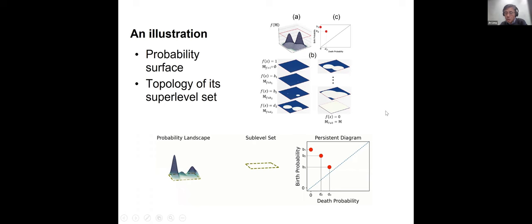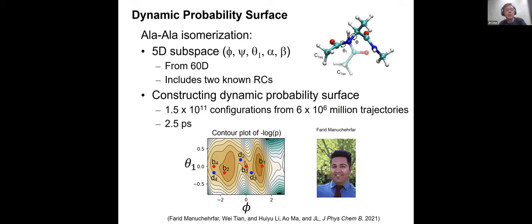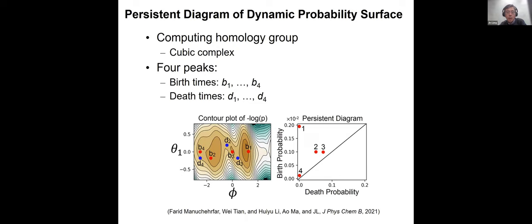Essentially, we did this by taking the alanine dipeptide isomerization problem. We collected lots of trajectories generated using path sampling, and these are reactive trajectories. We take these configurations and look at the five-dimensional space, which includes two of the known reaction coordinates, so you can construct the surfaces. This is work done by Farida with Hui Yu together. Once you have constructed this high-dimensional, five-dimensional probability surface, you can compute the homology groups using the cubical complexes.